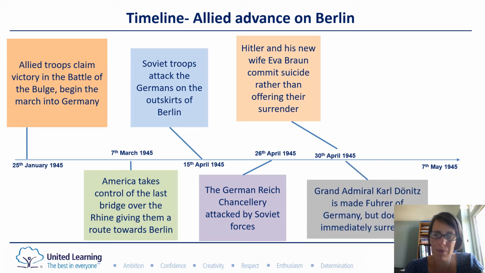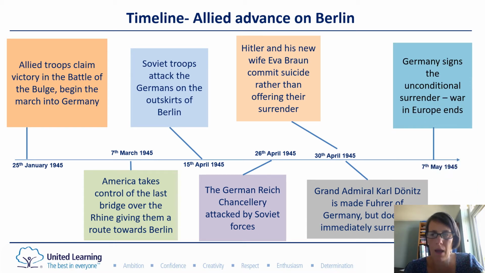And on the same day, a new Führer is created, but he refuses to surrender even though Hitler is dead. But on the 7th of May, just a few days later, Germany signs the unconditional surrender and war ends in Europe. So that's where we're going today. We are getting to the end of the Second World War.